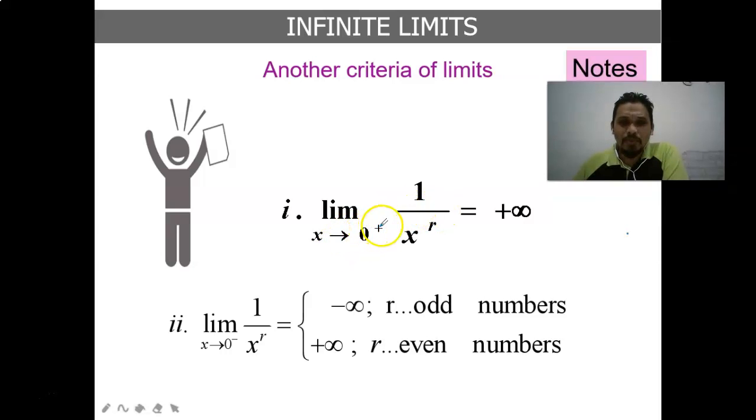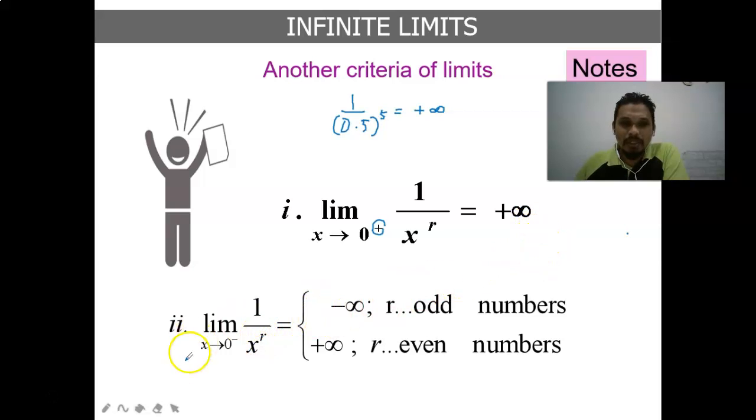When x approaches 0 from the right side of 1 over x to the power of r, just like 1 over x approaching 0 from the right side, let's say 0.5, then 0.5 to the power of any number r, whether it's odd or even, let's say 5, is equal to positive infinity.